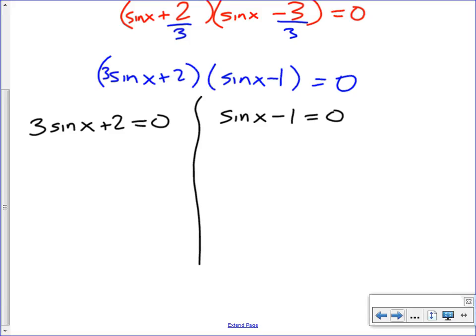I'm going to do the one on the right because that's the easiest. All you have to do is add 1.